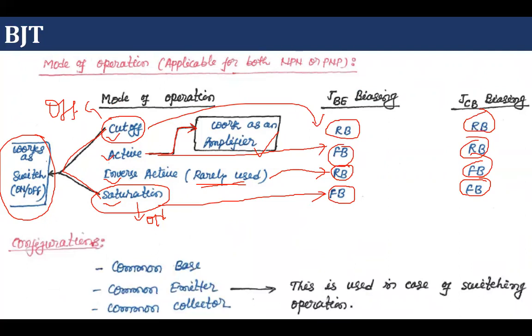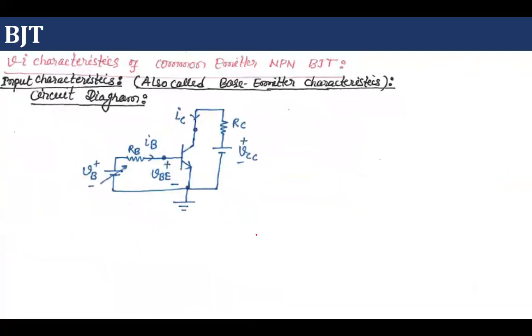Now, since this device has three terminals, we can have three different circuit connections, and that is known as configuration of the circuit. In one circuit, base terminal will be common, so that configuration is known as common base configuration. In another, emitter can be common, that is known as common emitter configuration. Similarly, collector terminal can be common, that is known as common collector configuration. In power converter, this common emitter configuration is used, and so we are going to see the VI characteristic in case of common emitter configuration.